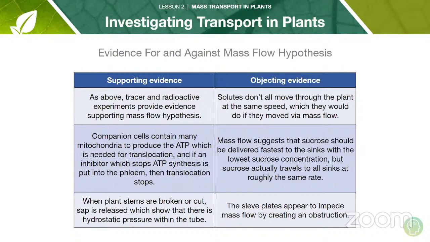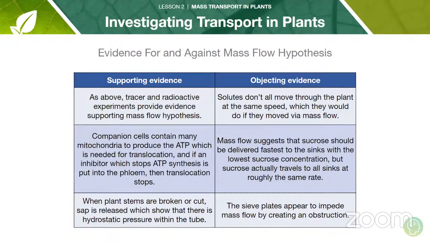Again, the structure of companion cells. Companion cells contain many mitochondria, which are used to produce ATP. ATP is the essential component of active transport, which indicates that companion cells are specially designed to perform active transport. When plant stems are broken or cut, sap is released, which shows that there is hydrostatic pressure within the tube. And when you open the area, the fluid is released.